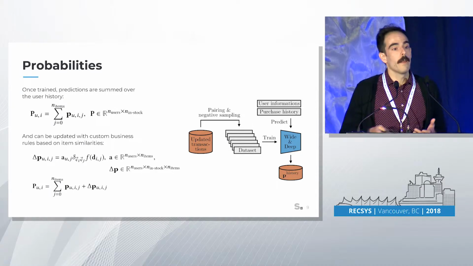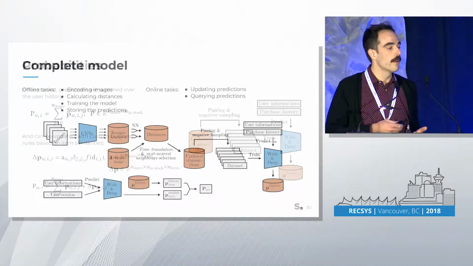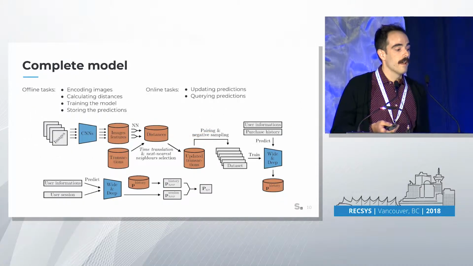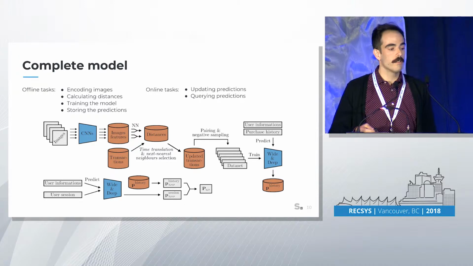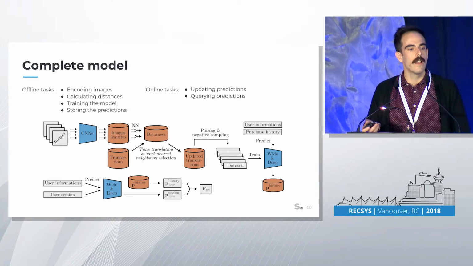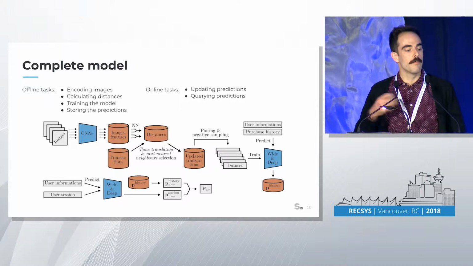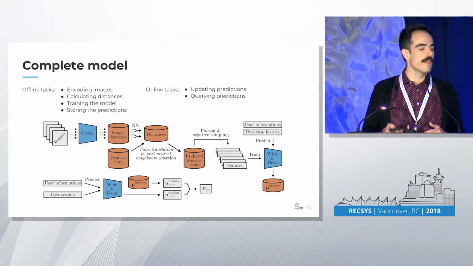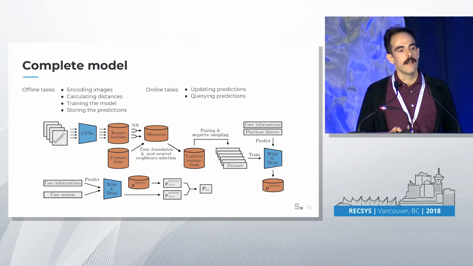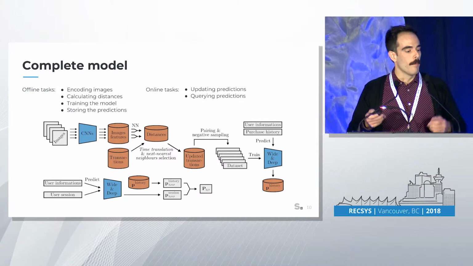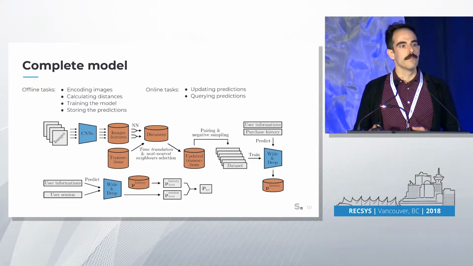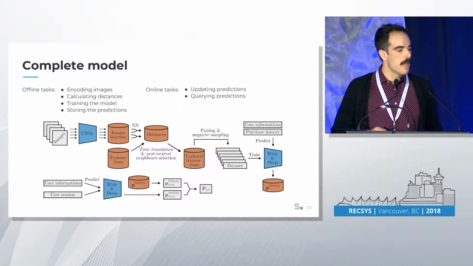So all in all, that came up with a complete model where offline you can encode all your images, calculate the distance, train the model, and then store all the predictions. And online, all you have to do is update the prediction based on the user session, and then you query the user probabilities online that you just sum to get the recommendations.